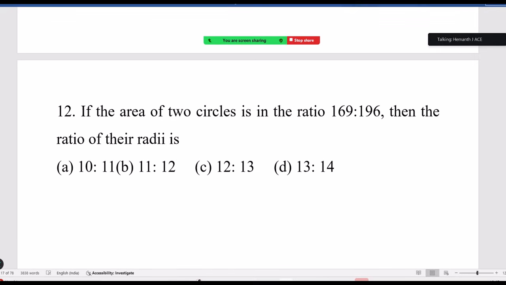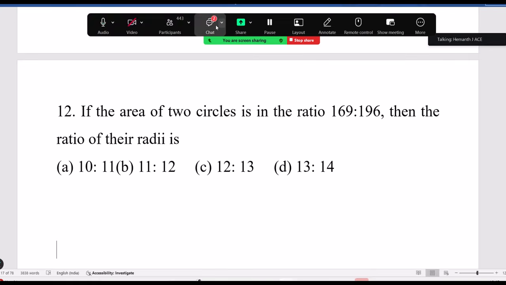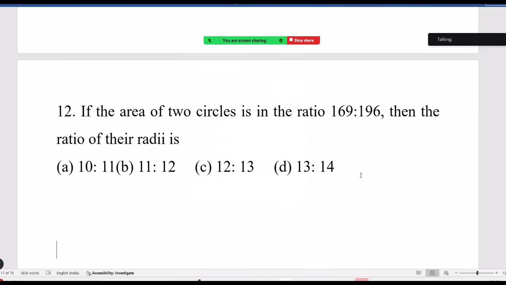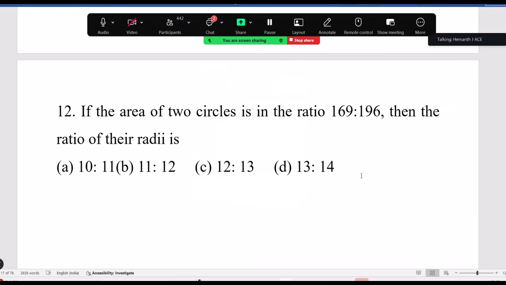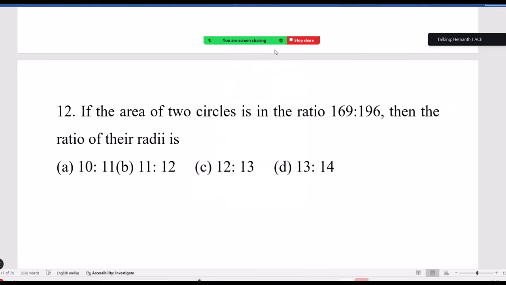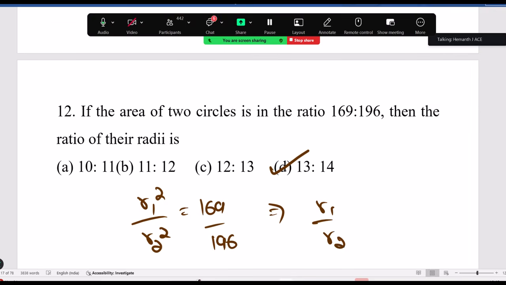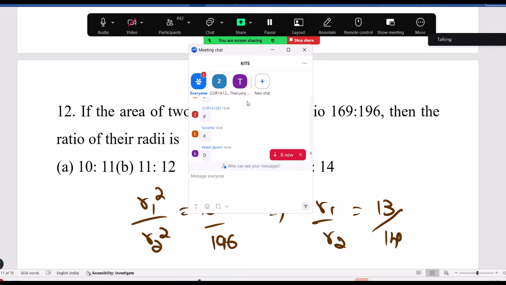Now see this. Area of two circles is given in ratio. Now they are asking about their radius. Very easy question for you people. Option D. If you take the ratio of areas, pi will get cancelled, so R1 square divided by R2 square. As pi is common, we can cancel. So R1 by R2 will obviously be 13 divided by 14. Option D, perfect.